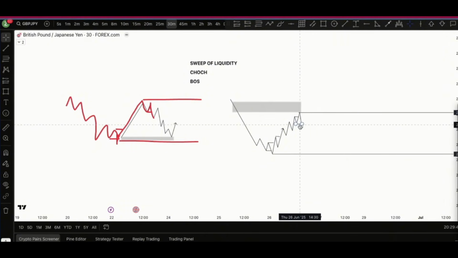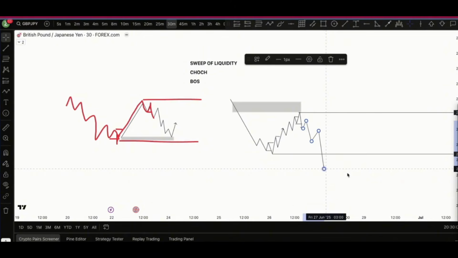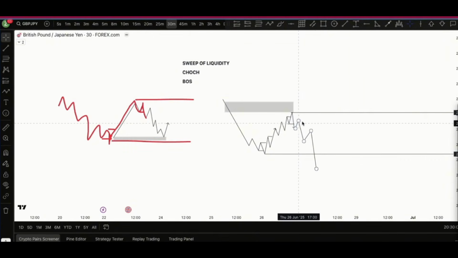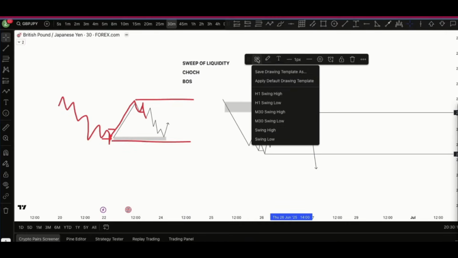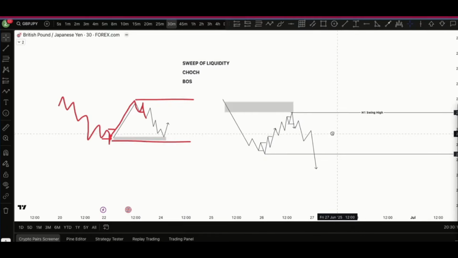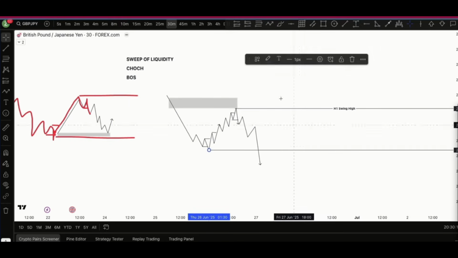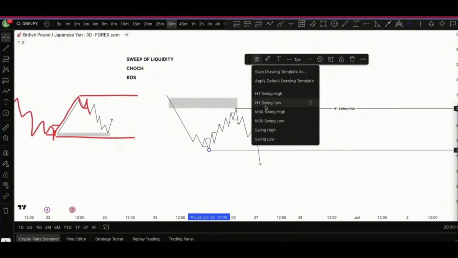So we must see price taking out the last low to give us a change of character to confirm that yes, price is now trying to what? To continue its bearish momentum. So now this last low being taken confirms this high as our swing high, and then this as a swing low.